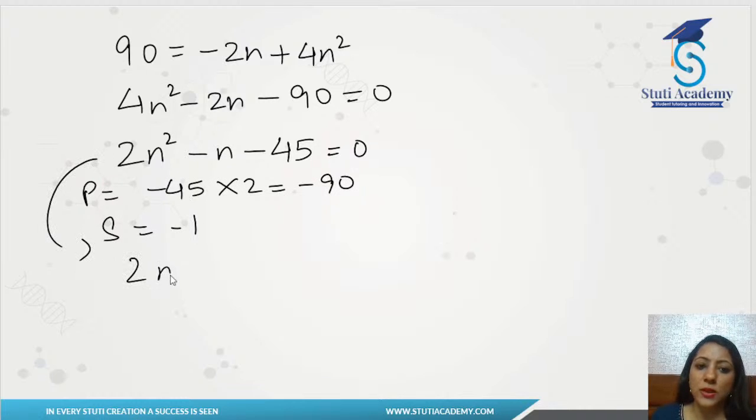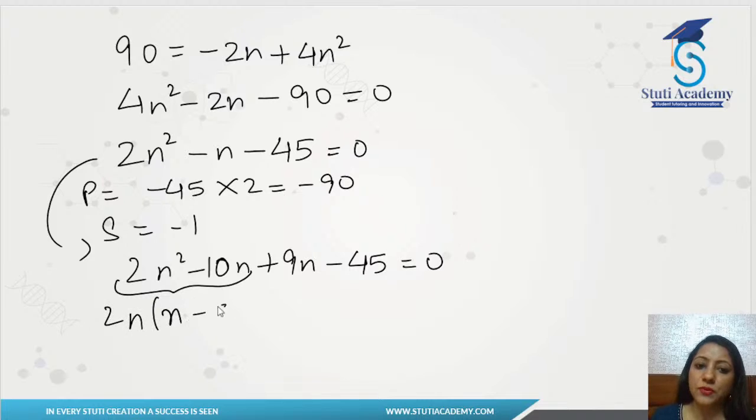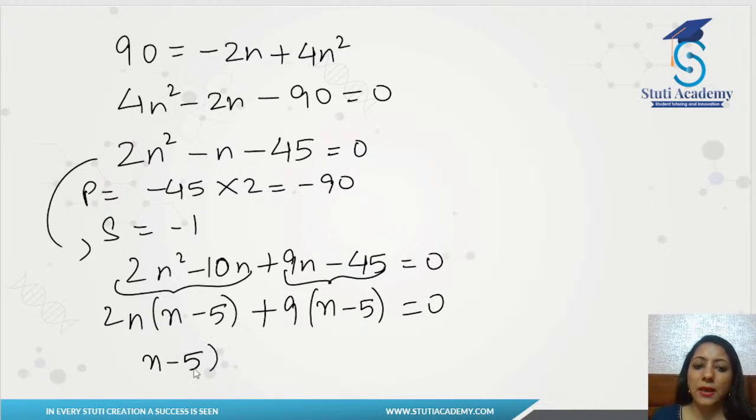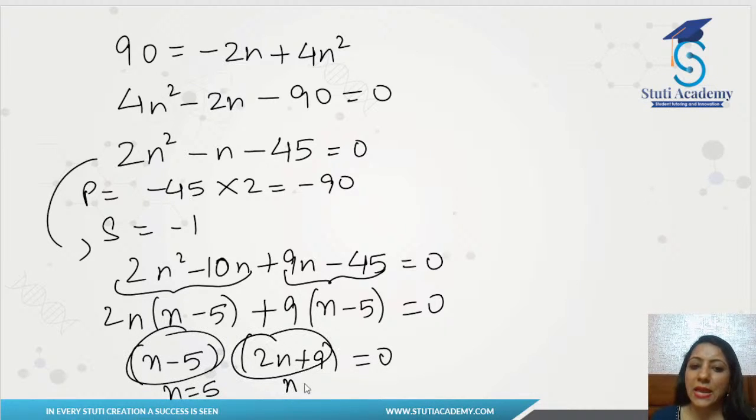So we can write this as 2n square minus 10n plus 9n minus 45 is equal to 0. And we can take 2n common. We'll be left with n minus 5. From here we can take 9 common. We'll be left with n minus 5. We have n minus 5 times 2n plus 9 is equal to 0. So this will give me n is equal to 5 and this is going to give me n as minus 9 upon 2. We cannot have n as a negative number. Not possible. N has to be a natural number. That is why here n is 5.